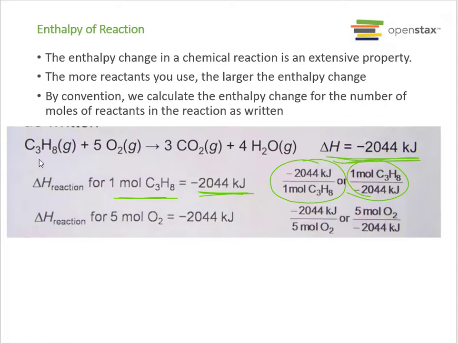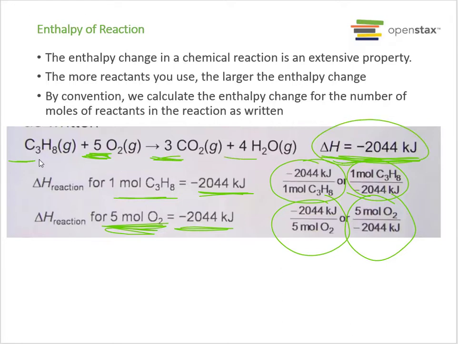We could also say that 5 moles of oxygen being combusted produces 2,044 kilojoules of heat. So that can be its own ratio. We could also say the same thing for carbon dioxide gas: for every 3 moles, this is how much heat is produced. For every 4 moles of water, and so on.